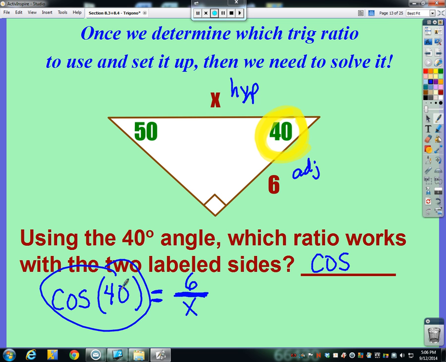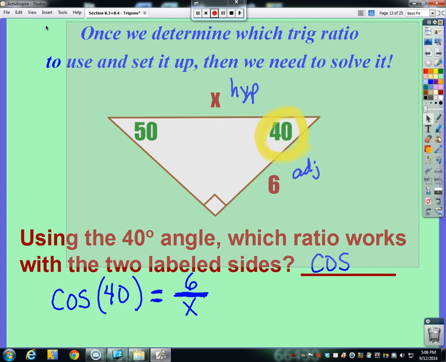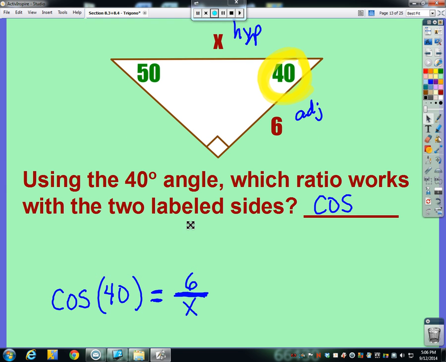But I want to leave it as just cosine of 40 right now, because if you want to write out the decimal, you're probably going to want to round it. Which means when we finish solving this, we're not going to have as exact an answer as we could if we had just left it as the cosine of 40 for now. All right, so what are we going to do now to solve this?